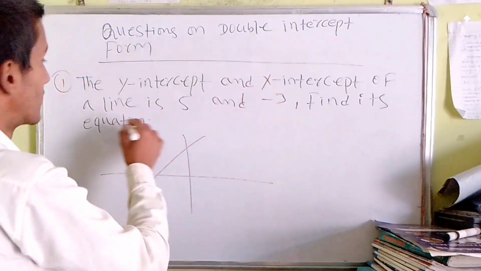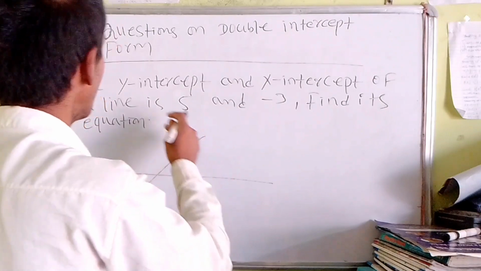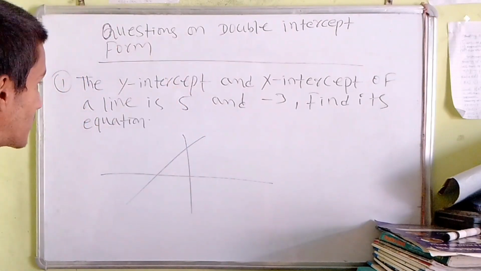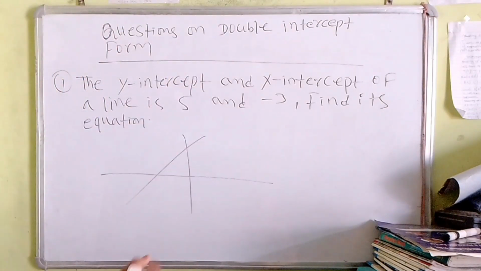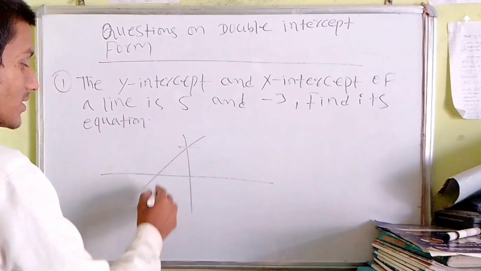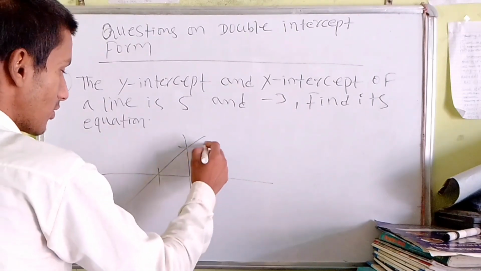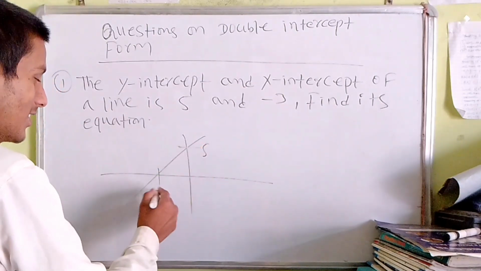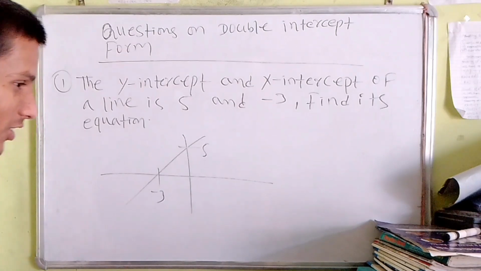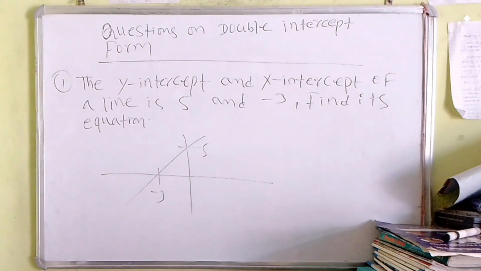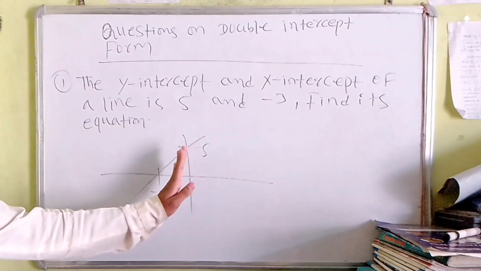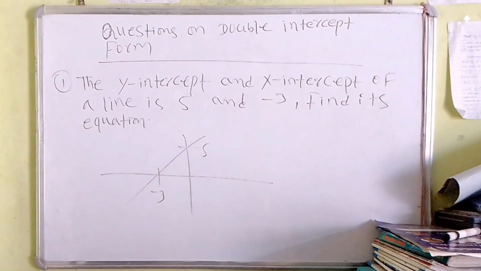the y-intercept of this is what? It says the y-intercept and x-intercept of a line is 5 and minus 3. This thing is 5 and this thing is minus 3. Okay, so actually this is bigger than this. If it doesn't look like it, then it should be bigger. But you need to get the idea from this figure. This is 5, the y-intercept is 5, the x-intercept is minus 3.